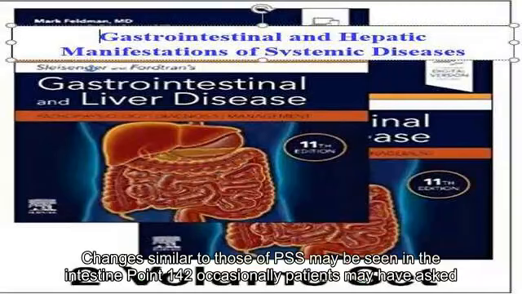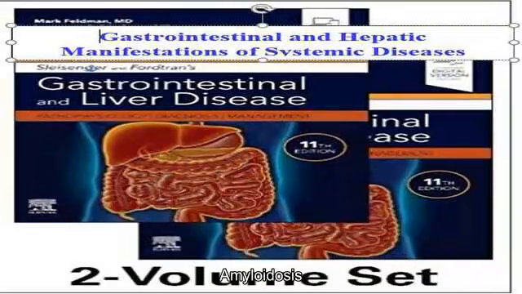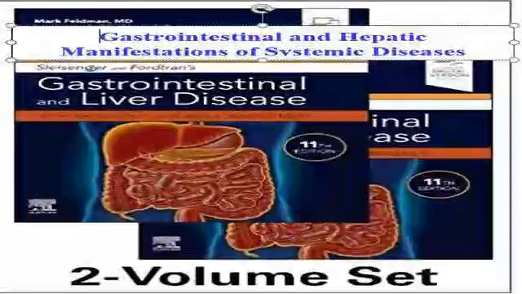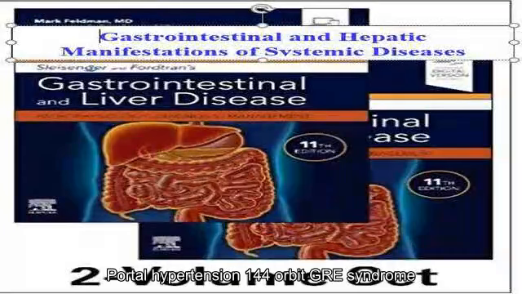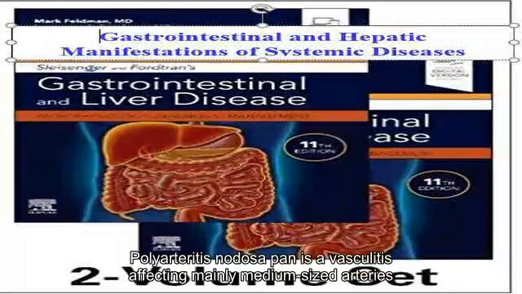Changes similar to those of PSS may be seen in the intestine. Occasionally patients may have a vasculitis, amyloidosis, or pancreatitis. There may be hepatomegaly, splenomegaly, AIH, idiopathic portal hypertension, or Budd-Chiari syndrome.